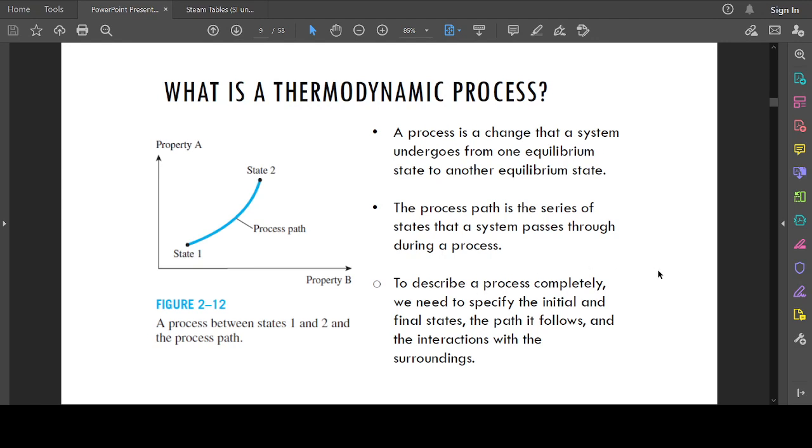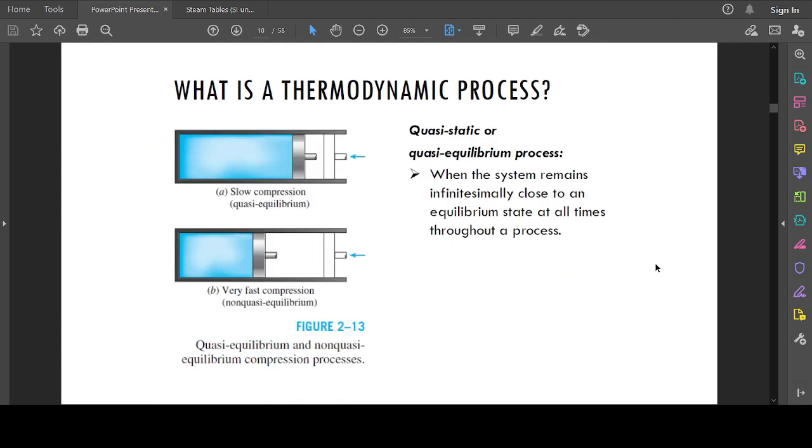And we need to specify what the initial and the final states are in order for us to recognize the path it follows. So, an example of a thermodynamic process: if a process moves in the case of a slow compression, then the change in volume of the fluid within here will change ever so slightly.